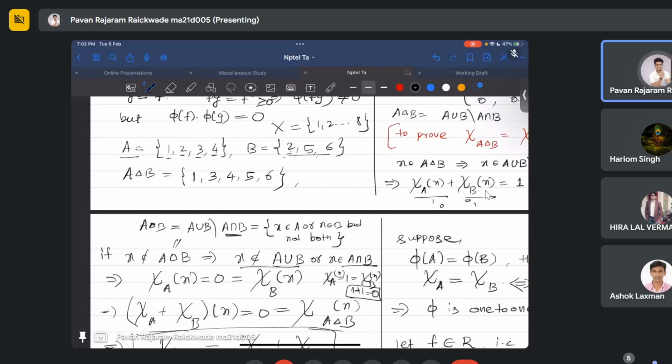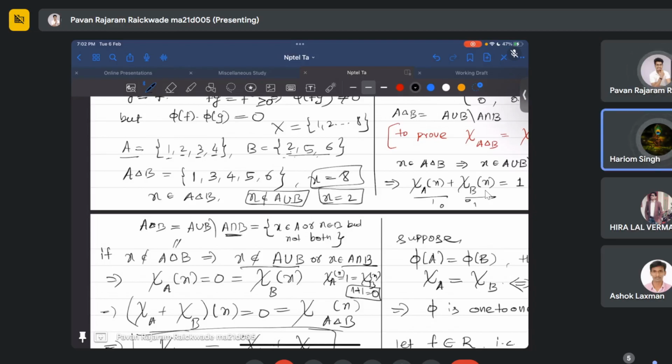Then I can take my x to be, let's say, 8. 8 is not in the symmetric difference, right? And in one case you can say x is not in A union B also, right? But on the other side, if I take x equal to 2, this is there in the union. Sorry, this is not in the symmetric difference, you can see, but this is in the intersection.